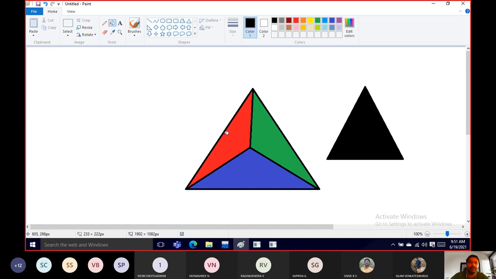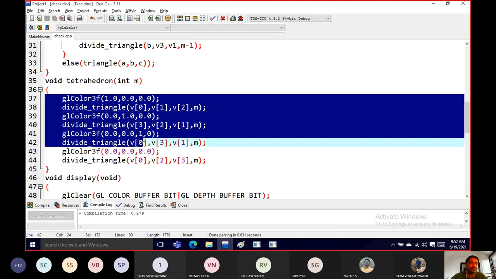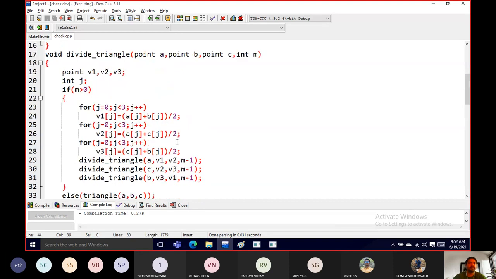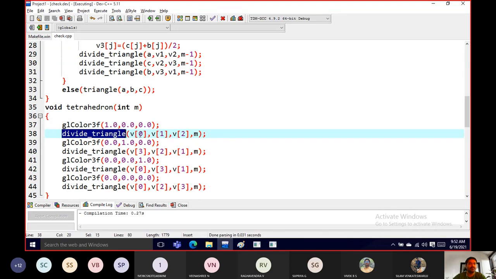So one triangle with red, one with green, one with blue, and the other one with black. That's exactly what this code specifies. So tetrahedron initially gets the red color, and then we go with divide triangle with vertices 0, 1, 2.